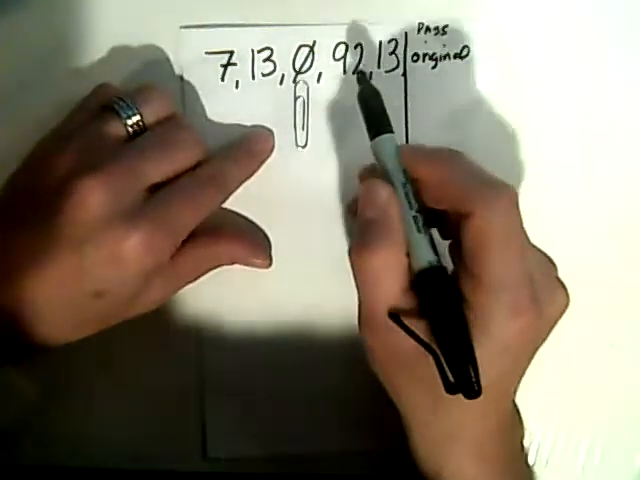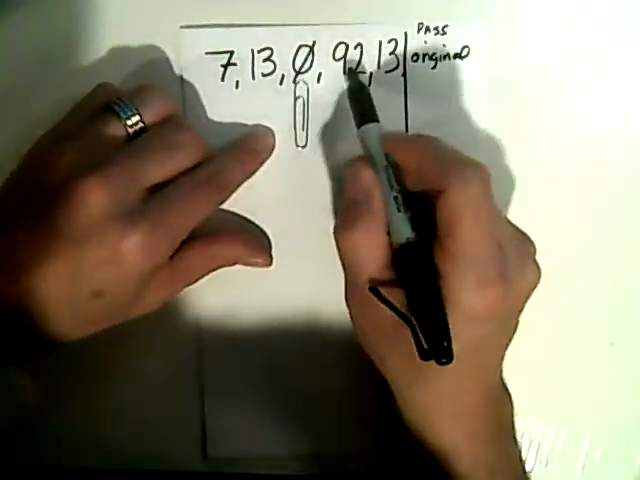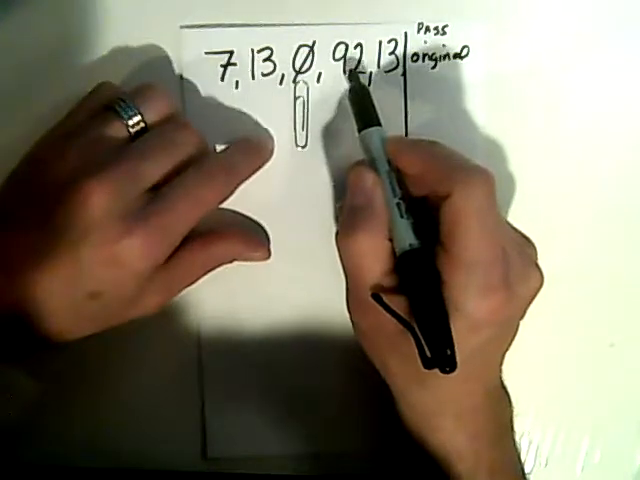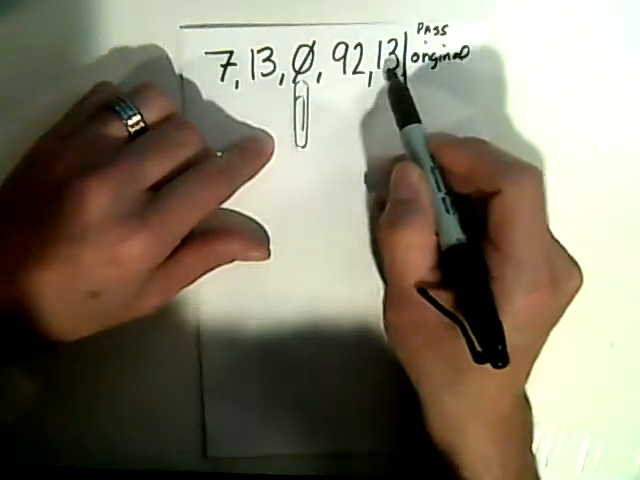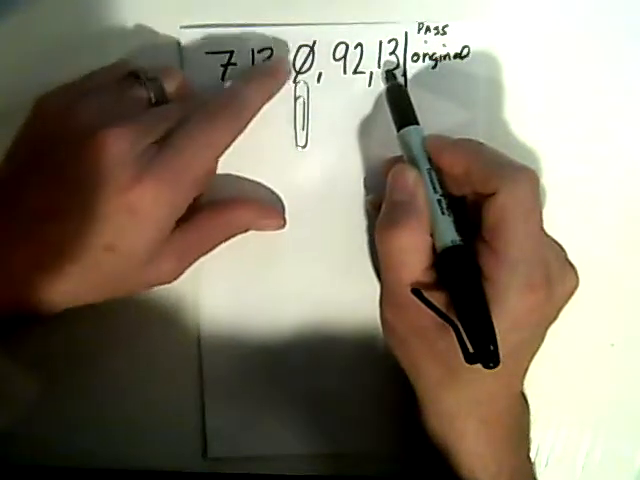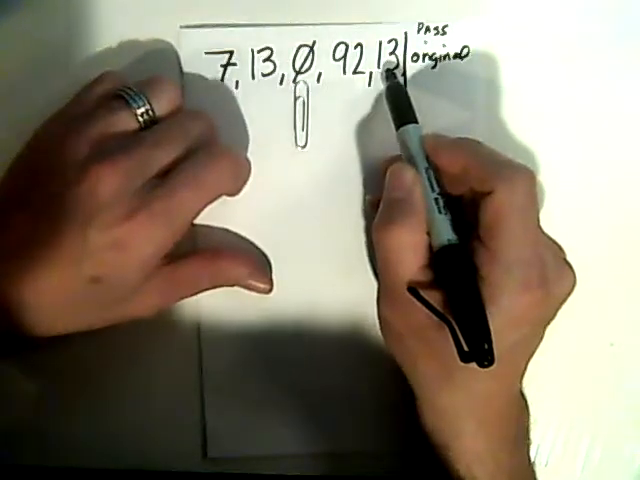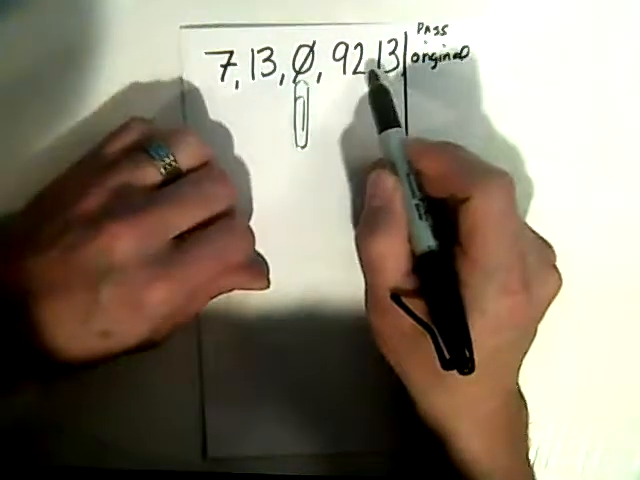Is there another number? Yes. Is it smaller than the 0? No. Is there another number? Yes. 13. Is it smaller than the paperclip, 0? No. Okay, is there another number? No. So then we're done.